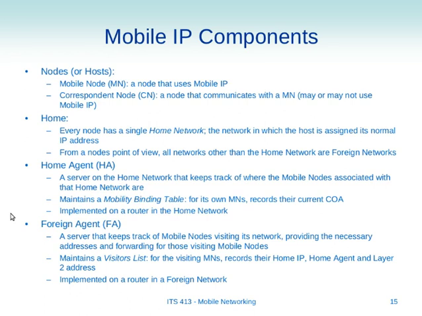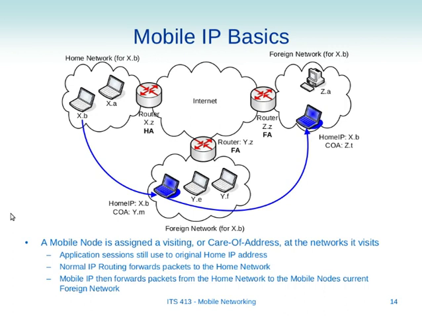So we have nodes or hosts. Nodes can be either mobile, they support mobile IP, or the other nodes we'll refer to are the correspondent nodes. They're the nodes we're corresponding with. For example, z.a is the correspondent node, the one that we're communicating with. So here's our mobile node, here's the correspondent node. They are sending datagrams to each other, corresponding, and as the mobile node moves, we update its care of address.